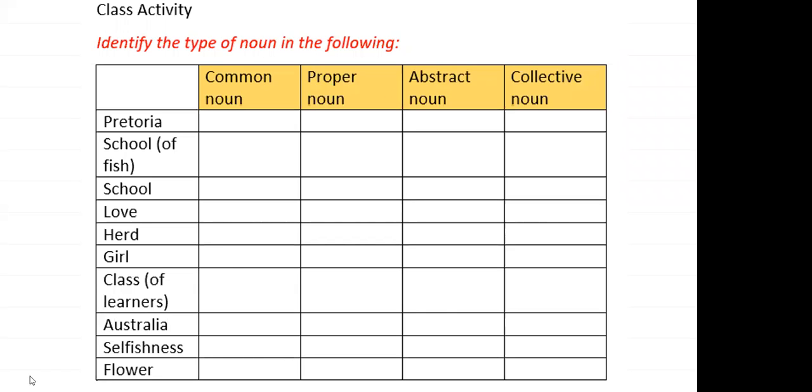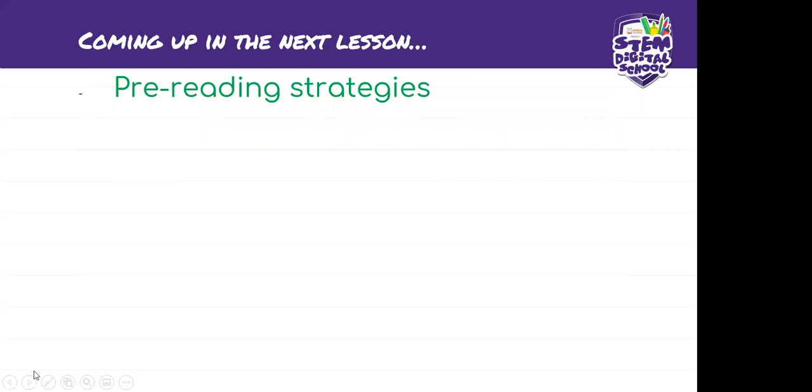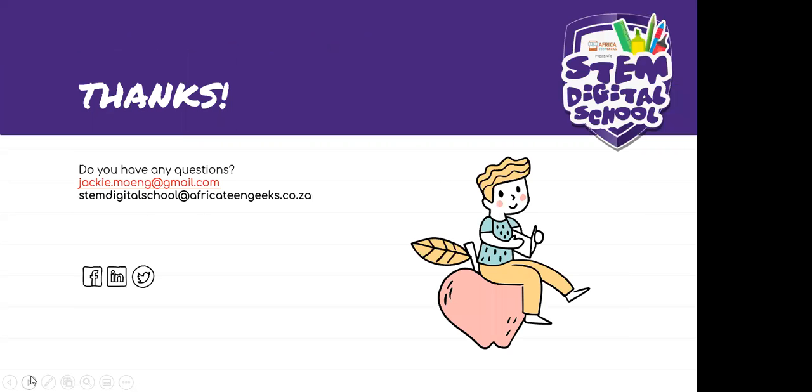Okay. So this brings us to the end of the lesson. Here is the summary. We learned about an adjective being a descriptive word, and we also learned about nouns being words that refer to people, places, and things. In tomorrow's lesson, we will be learning about pre-reading strategies, about how to read a book, and it's going to be interesting. So this spells the end of the lesson, guys.